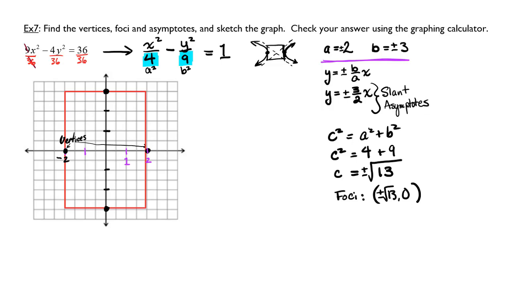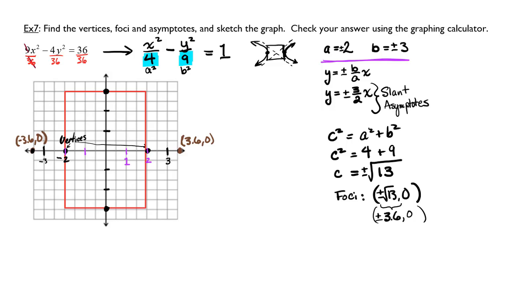This number just off to the side is approximately 3.6. So I'll be at plus or minus 3.6 comma 0. This will be the point 3.6 comma 0. And then from the origin to the left, negative 3.6 comma 0 will be my other foci point, or focus point. Now I am almost done.